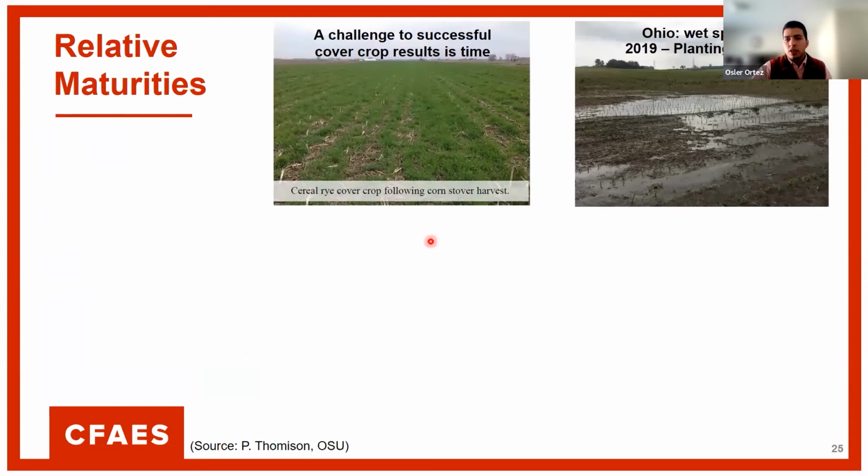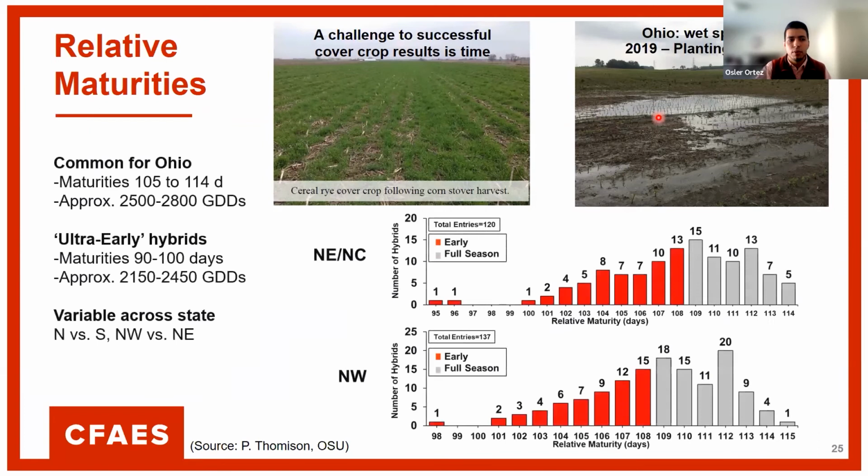Pushing a little bit, particularly for Ohio, relative maturities seem to be a very important topic, as it was presented last year by Peter Thomison. We know that one of the challenges for getting an adequate establishment of cover crops is the time window, how much time the crop has available to grow and provide those benefits. We also know that in some circumstances, Ohio has wet springs, as I mentioned earlier. That's already a target concern. And in those situations, when we go back to the toolbox, relative maturities can be a good strategy to mitigate or balance these two issues.